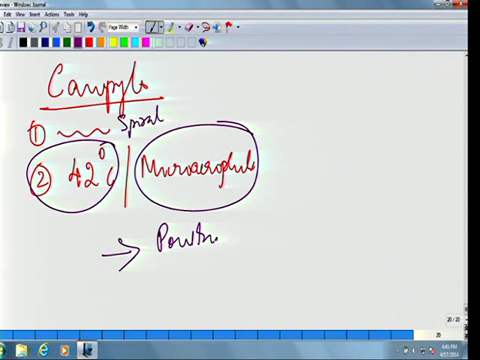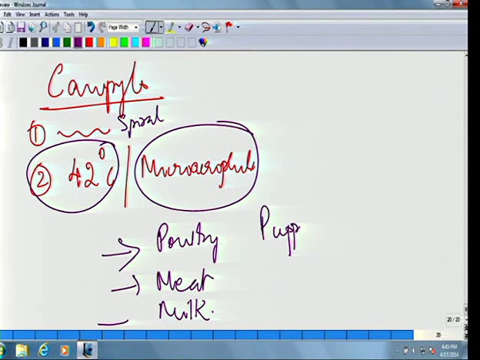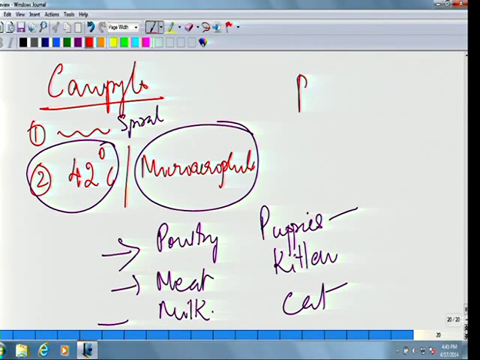So Campylobacter, what are the food sources? Poultry, meat, milk, because of contamination with cattle, and puppies and kittens. Pets, cats, of course. Okay, so these are the sources from where you could get Campylobacter. Again, in Campylobacter also you will see blood in the stool, and to some extent it is invasive. It can also invade, but it's not as invasive as Shigella. Okay, so that's about Campylobacter, straightforward.